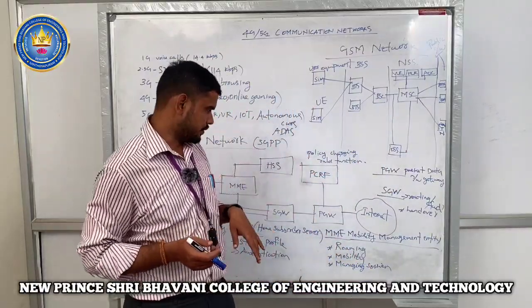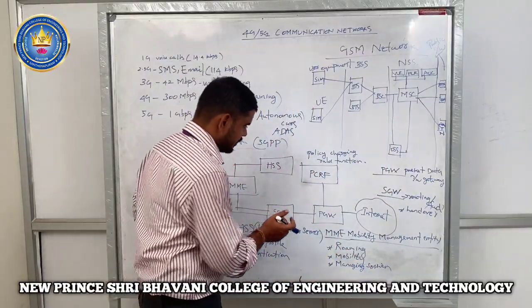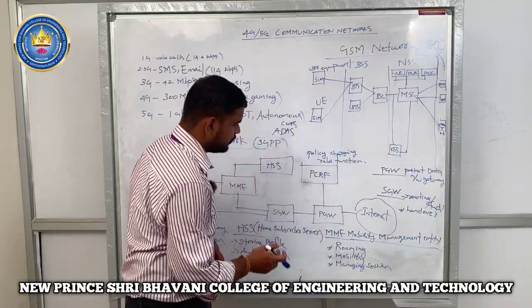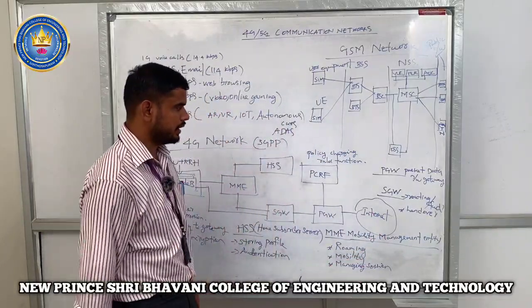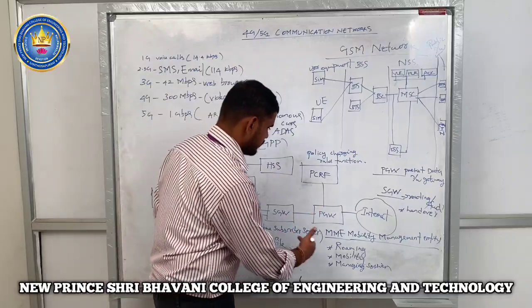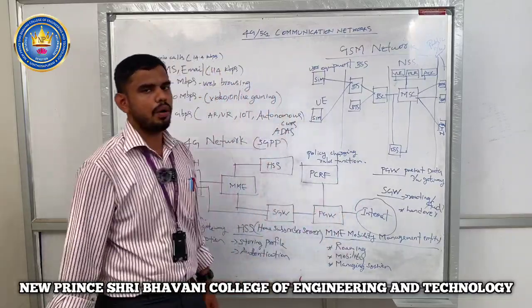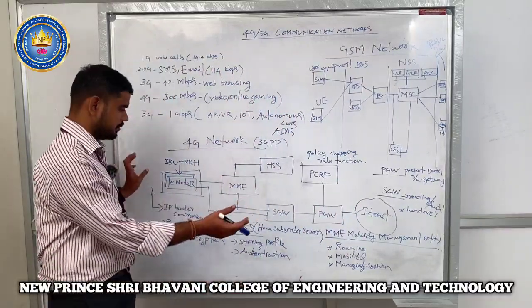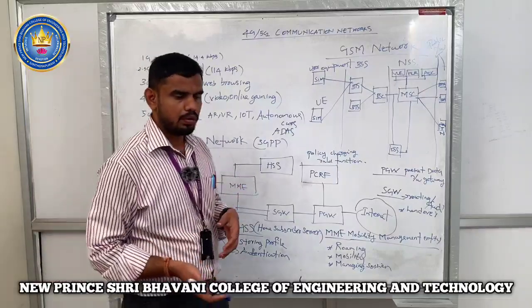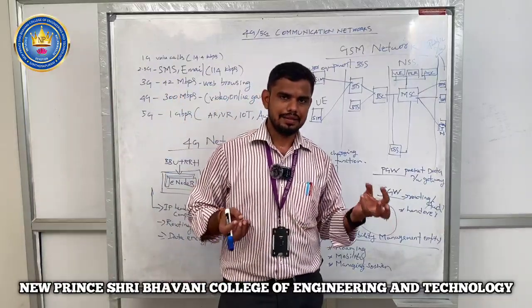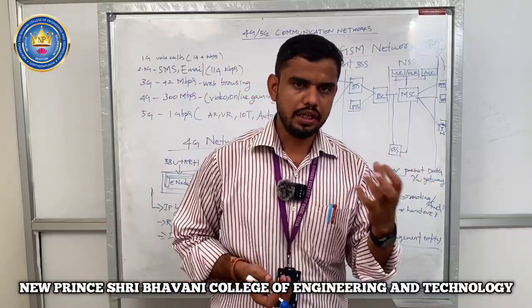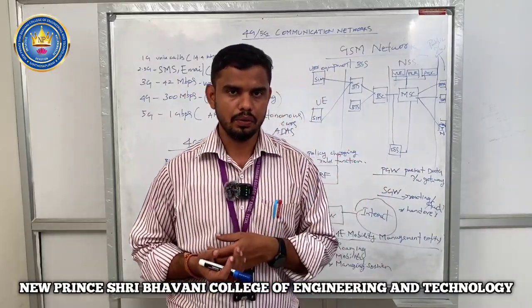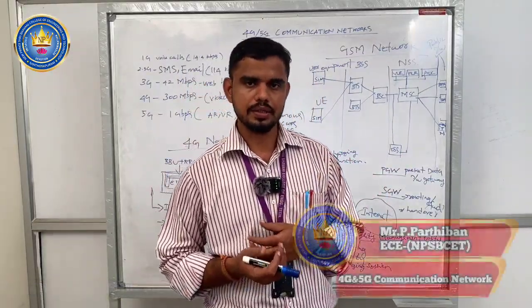Then through the PGW, the data is forwarded to the internet. This is how the 4G network operates. I hope everyone understands a bit more about the 4G network, the GSM network, and what communication networks are. Thank you.